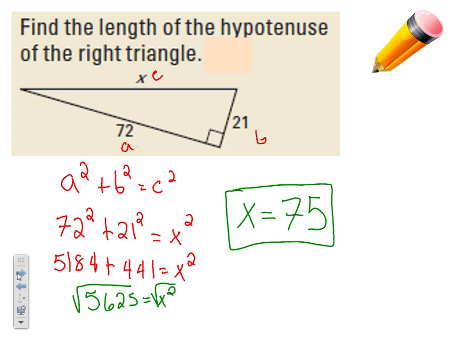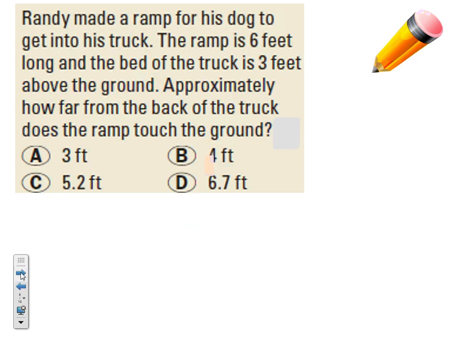All right, here comes the next one. For this one, you don't have to write all this down. You can just draw the picture with me and then show your work from there, okay? Randy made a ramp for his dog to get into his truck. So right now, here's my truck, and I made a ramp so the dog can get into it. This is what it's going to look like.